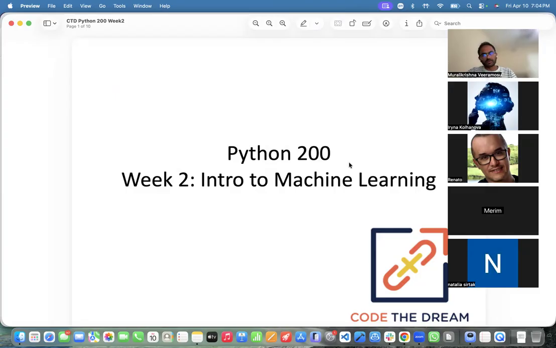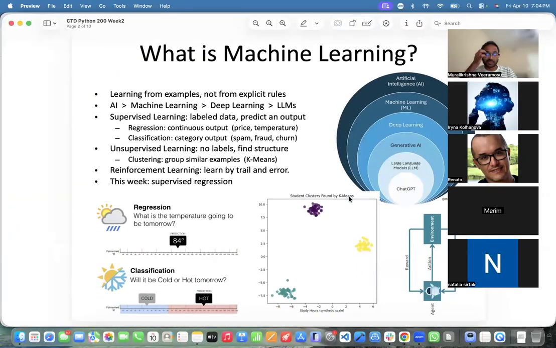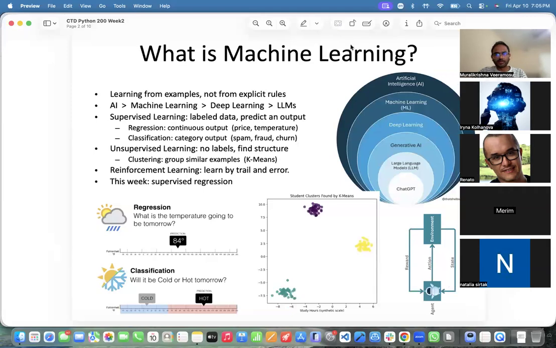Today we'll discuss an introduction to machine learning and linear regression in detail. So what is machine learning? Does anybody want to explain what machine learning is? No? Okay.